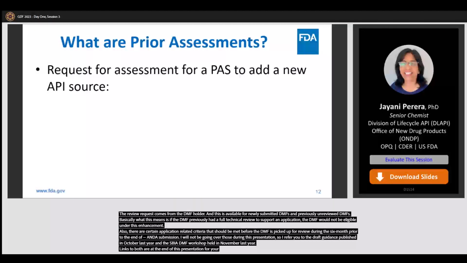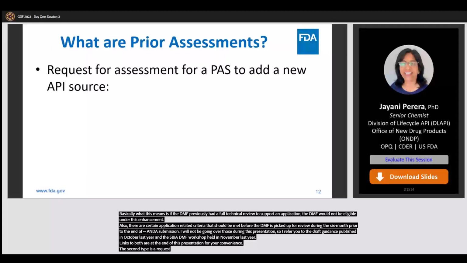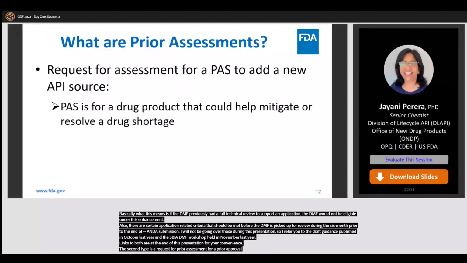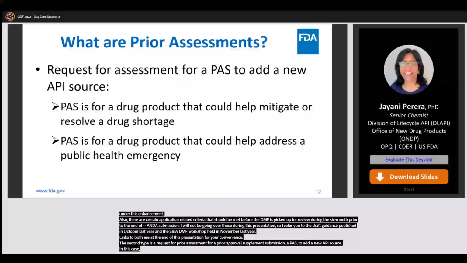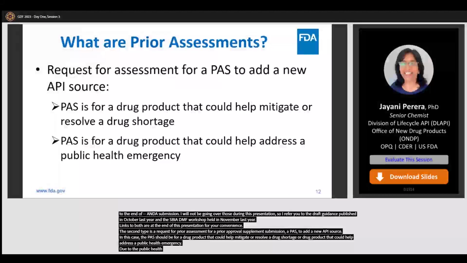The second type is a request for prior assessment for a prior approval supplement submission, a PAS, to add a new API source. In this case, the PAS should be for a drug product that could help mitigate or resolve a drug shortage, or a PAS for a drug product that could help address a public health emergency. Due to the public health impact, FDA always tries to expedite prior approval supplement submissions when a new API source is added for a drug shortage or public health emergency drug product. This is to have faster approvals.